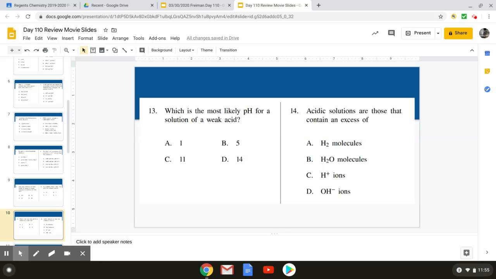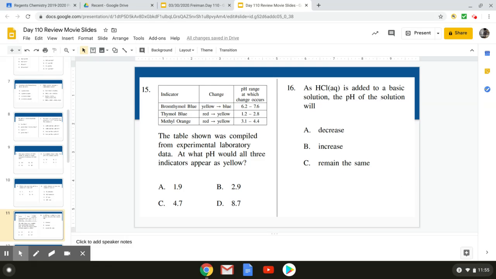Number 13, what is most likely the pH of a solution of a weak acid? Well, a really strong acid is 1. A really strong base is 14. Neutral is 7. So 5 would be a weak acid, choice B. Number 14, acidic solutions are those that contain an excess of, well, to make an acid, you have hydrogen ions being released, choice C. So you're going to have an excess of hydrogen ions, and you have more of those than you have hydroxide ions.